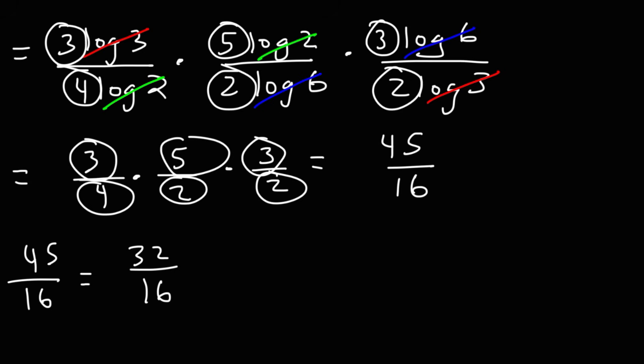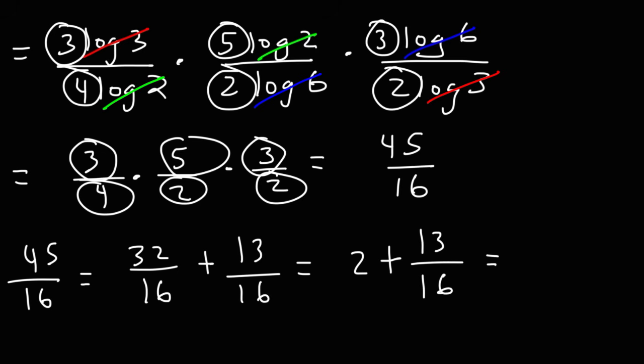45 is 32 plus 13. I chose 32 because 32 is a multiple of 16, and 45 minus 32 is 13. Now 32 divided by 16 is 2. So we have 2 plus 13 over 16, which we can write as the mixed number, 2 13 over 16. So this is the final answer for the original problem.